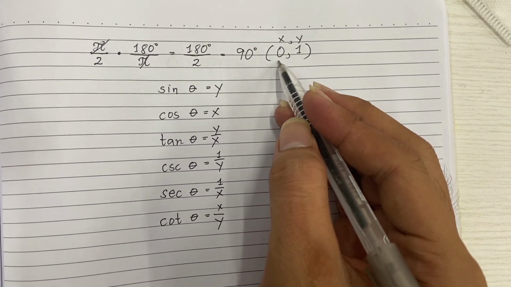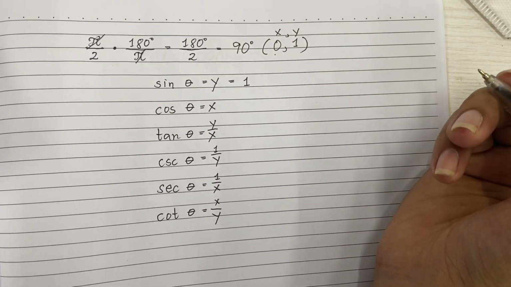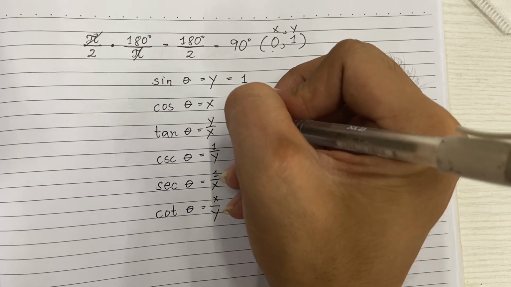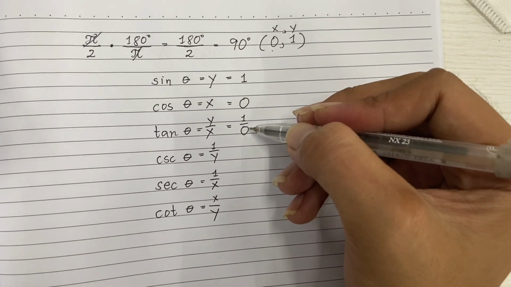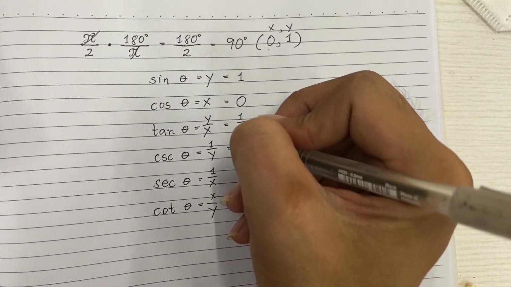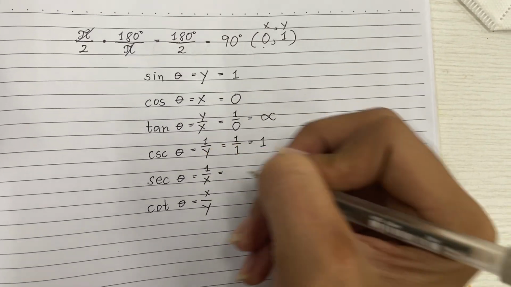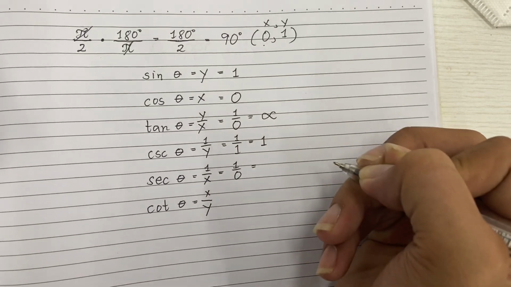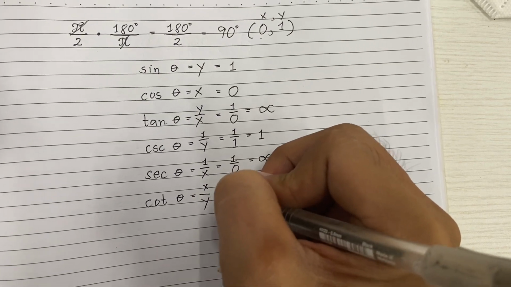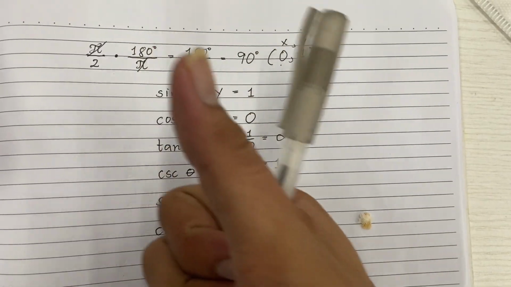Now let's start with sine theta. Remember that x is 0, y is equal to 1, so sine theta is equal to 1. Great. Then cosine theta is equal to 0. Then tangent theta, we have 1 over 0. Since the denominator is 0, the answer is undefined. Remember that. Cosecant theta, 1 over y, that's 1 over 1. 1 divided by 1, the answer is 1. Secant theta, 1 over x, 1 over 0, the answer is undefined. Then cotangent theta, 0 over 1, 0 divided by 1, the answer is 0. That's it.